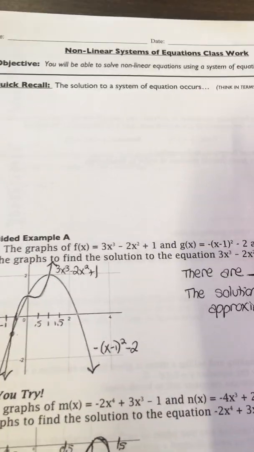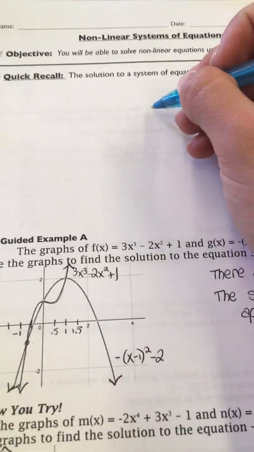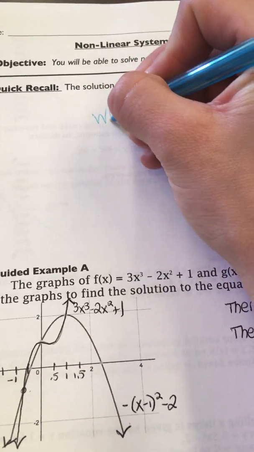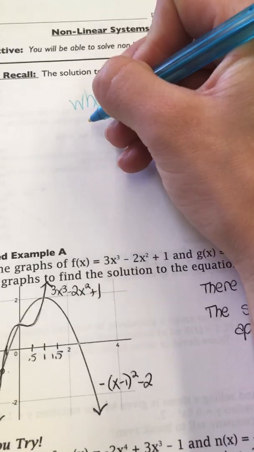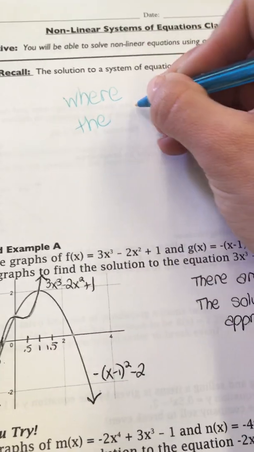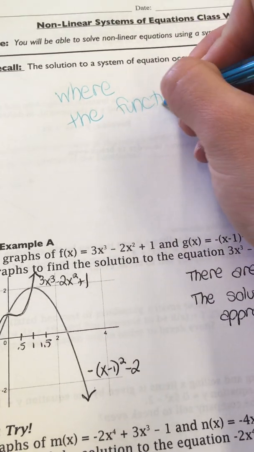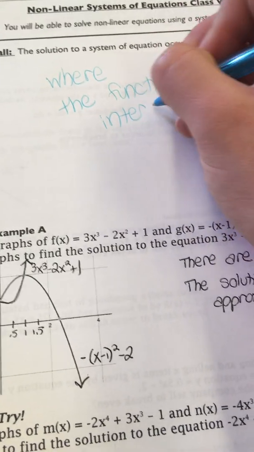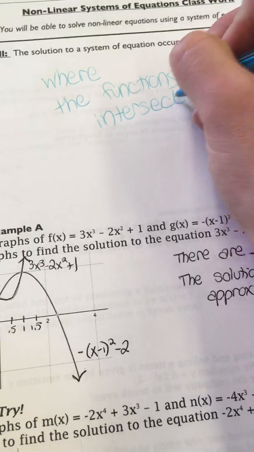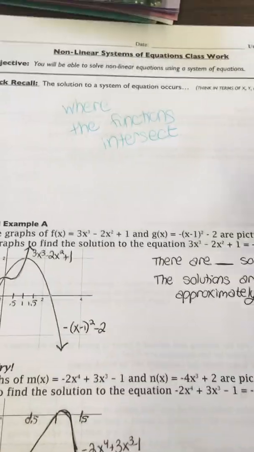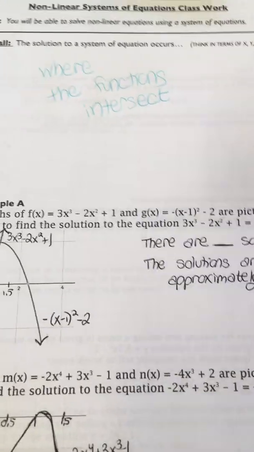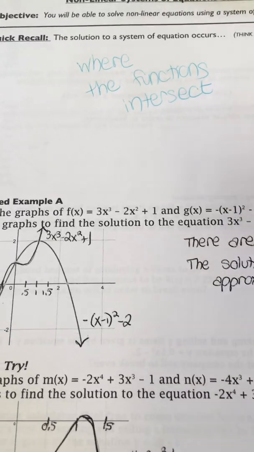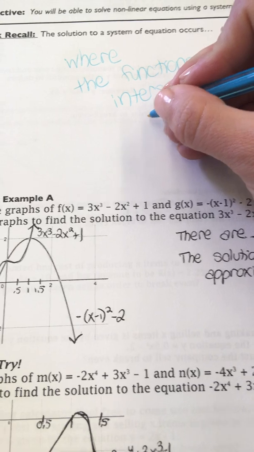So the most important thing to remember is that the solution to a system of equations occurs where the functions intersect. So in today's packet, you'll be given a lot of crazy equations, but the key is that you don't have to solve these equations. You don't even have to look at them. Really, all you have to do is look at the graph and see where the functions intersect or cross each other.